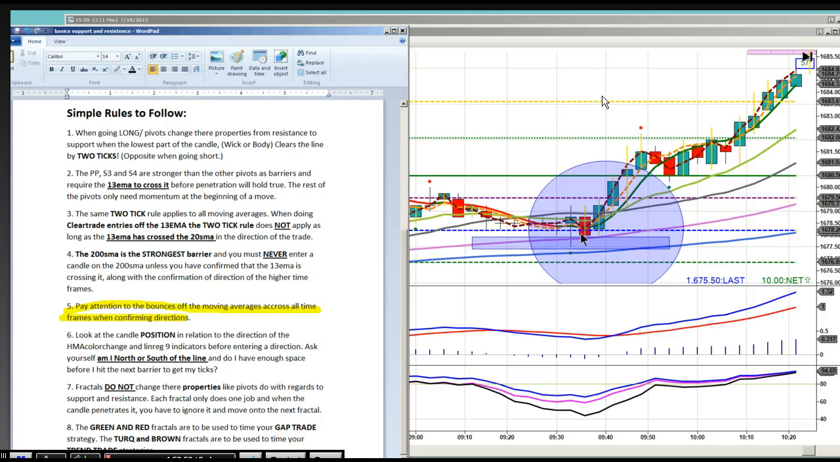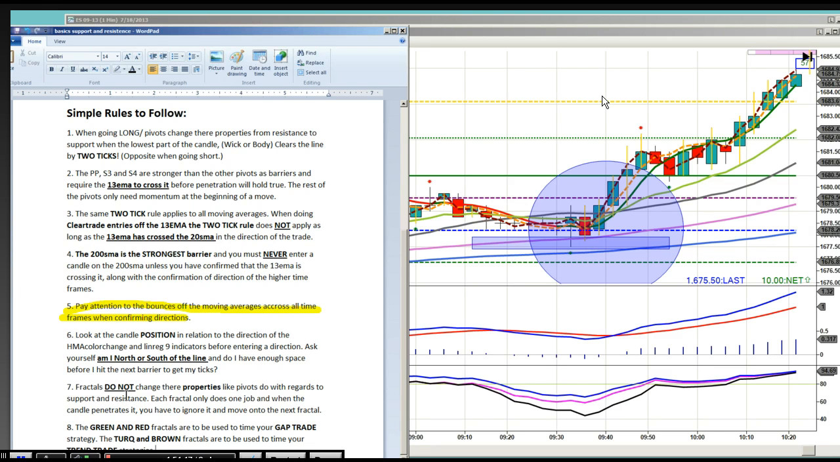Ask yourself, am I north or am I south of the HMA? Notice on this candle, where the majority of this candle is coming short, we're actually on the inside of the HMA. We're above the HMA. So coming short, I wouldn't be taking that candle to come short.